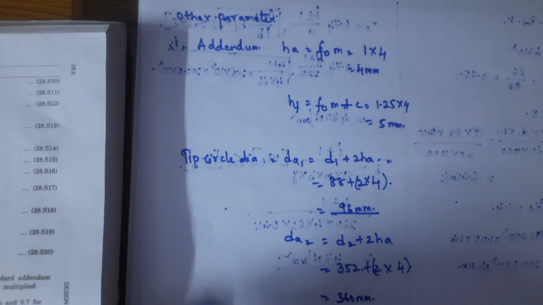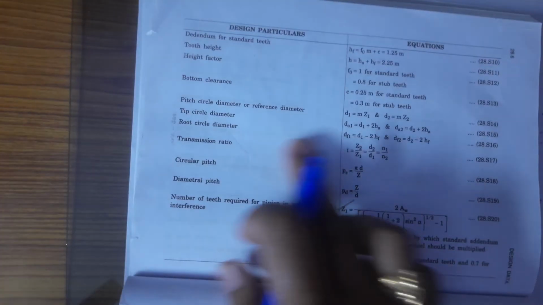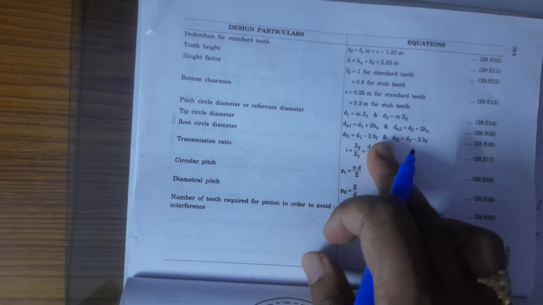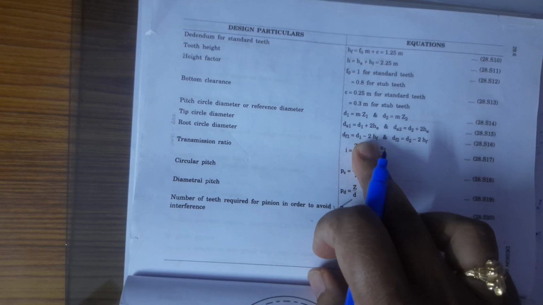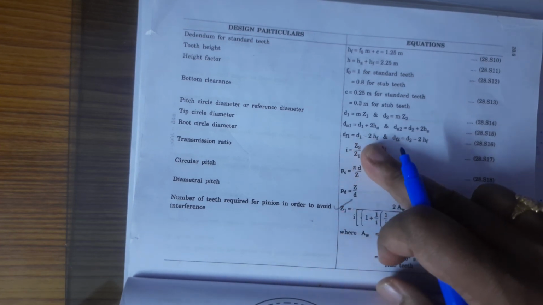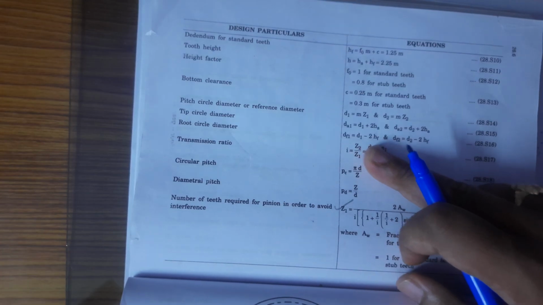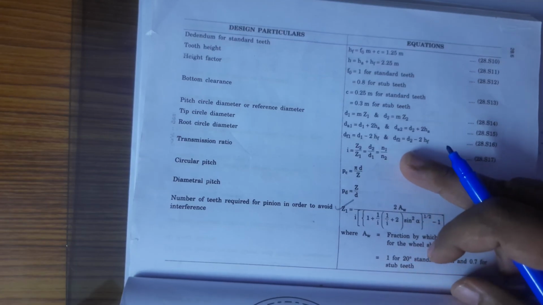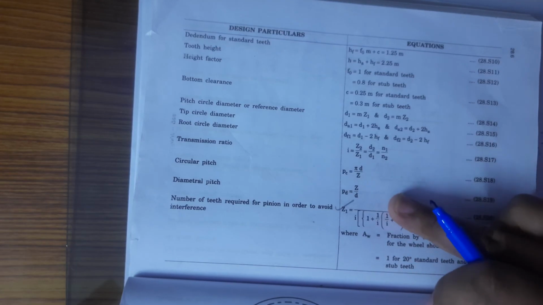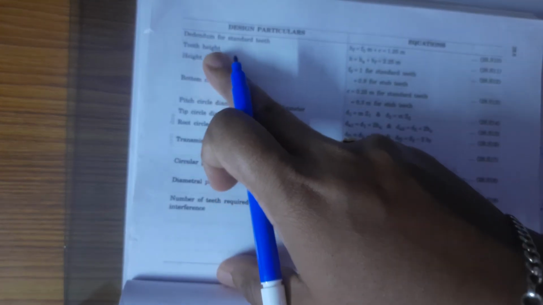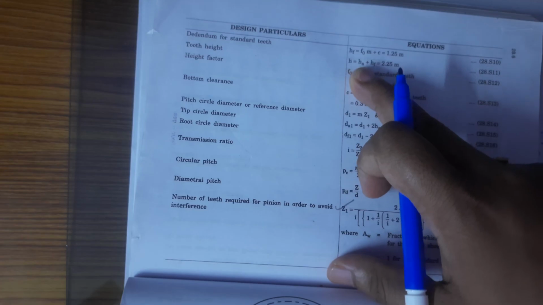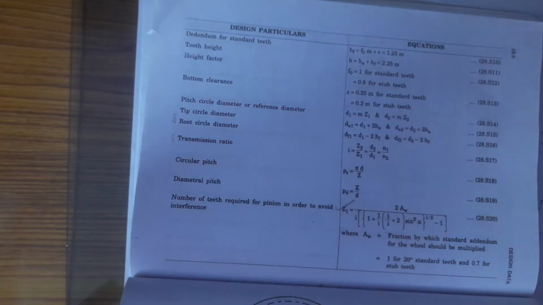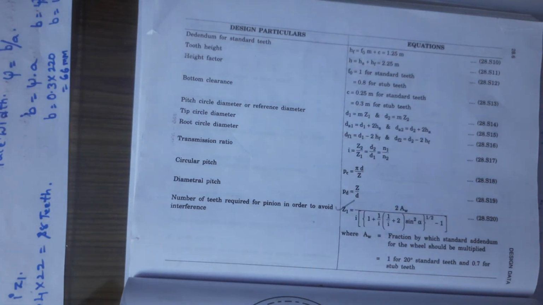Next we have to calculate the root circle diameter. The root circle diameter can be found by d1 minus 2hf, where hf is nothing but the dedendum value. d1 is 88 minus 2 into the hf value that we have got, which is 5. With that we can find the root circle diameter for the pinion and the root circle diameter for the gear also. Later we have to find the tooth height, which can be found out by h equals ha plus hf. With that we can close the design procedure for a spur gear.